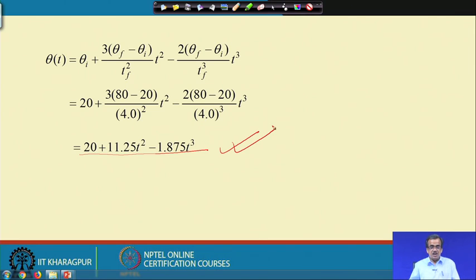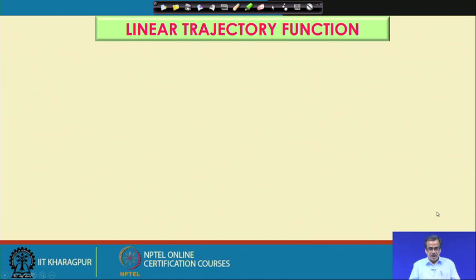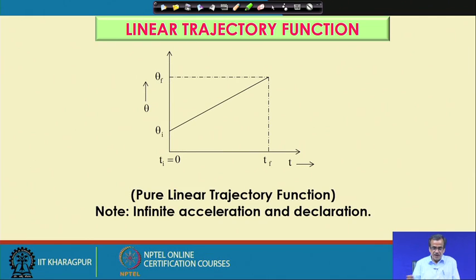Now, very easily you can plot this theta as a function of time. So, this is how to find the cubic polynomial. Now, if you see the literature on trajectory planning, there is another form of function which is also in use, called the linear trajectory function. Here theta varies as a linear function of time, theta is going to vary linearly.